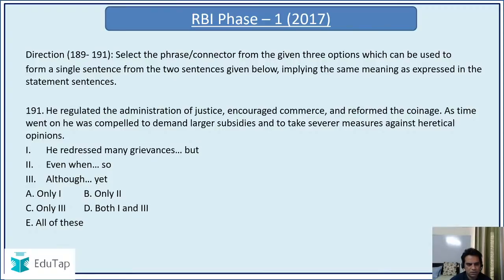So as the time went on, he was compelled to demand, okay, although he regulated the administration of justice, yet as time went on, he was compelled to demand larger subsidies and to take severer measures against heretical opinions. Yes, guys. Grievances, but as the time went on, he was compelled to demand larger subsidies. Yes, guys, what should be the correct option here?